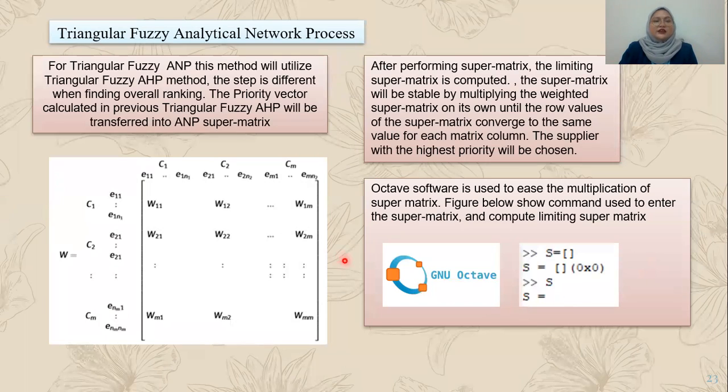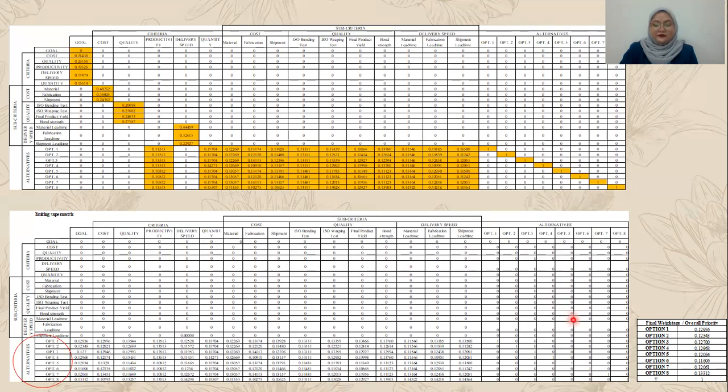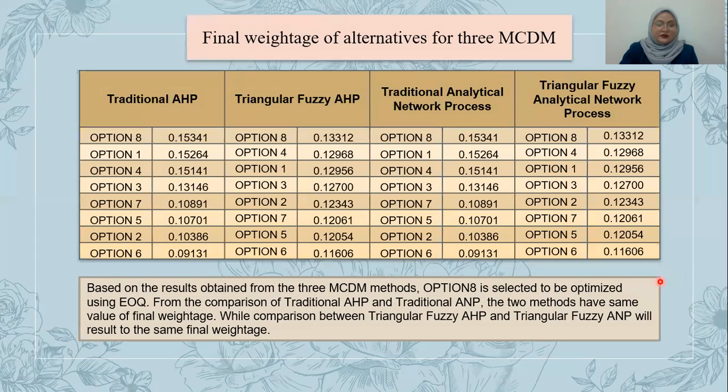For the triangular fuzzy ANP, I use the method that utilizes the triangular fuzzy AHP method. This step is different when finding the overall ranking. The priority vector calculated in the previous triangular fuzzy AHP will be transferred into the ANP supermatrix. After performing the supermatrix, I will do the limiting matrix using Octave. So there is a final overall priority. The results for the four MCDM methods: based on the result obtained from the four methods, option 8 is selected to be optimized using EOQ.